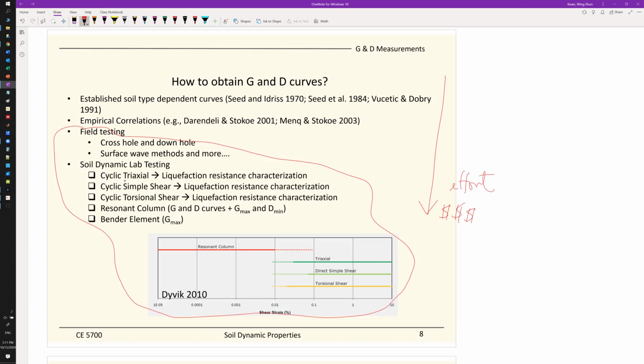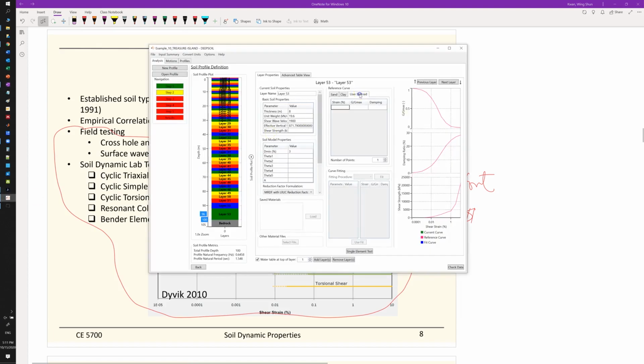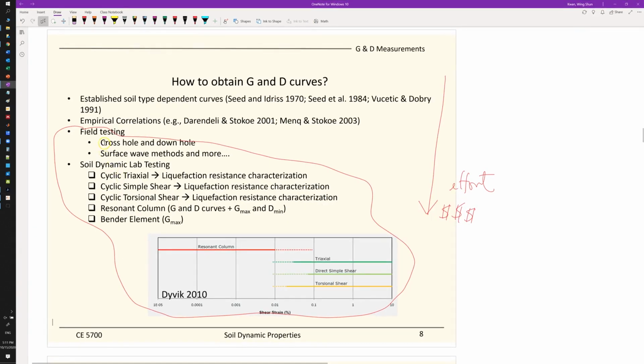And these two tests together give you the best chance to get the most precise curves, such that when you perform a site response analysis, you can use the user-defined functions to input the site-specific data for your project. Since it's an academic exercise, you will pick from the typical soils. So for lab tests and field testing, you have the crosshole and downhole. We will talk about that too after lab tests, and also the surface wave method.